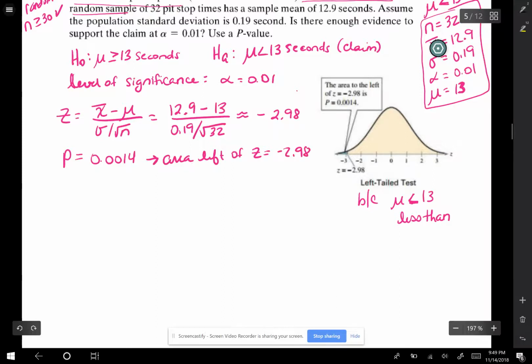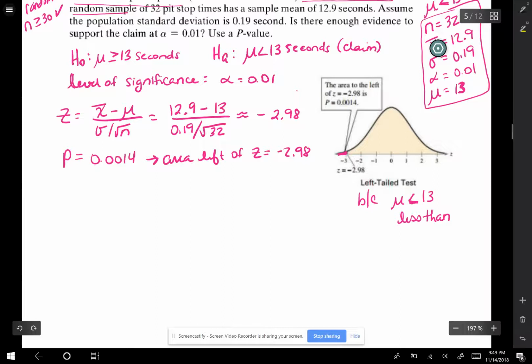So that's what we found. I'm just going through the steps here and what they mean. We've been doing this quite a lot in the last few sections, so just to remind you what we're finding: this is the area left of z equals negative 2.98. I've got the picture here. So you see that very small area right there, to the left of that.